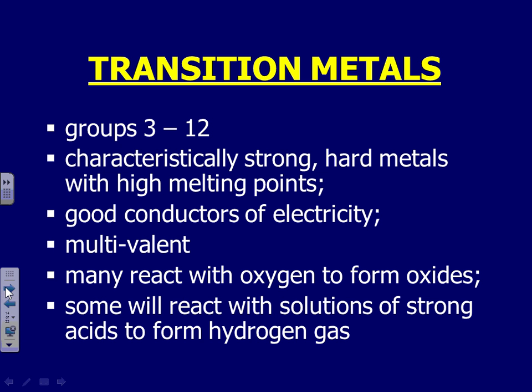Transition metals, so that's in the middle there, 3 to 12. And they have all kinds of varying properties, but they are all metals. Characteristically strong, hard metals with high melting points. Good conductors of electricity. Multivalent, which means they can have more than one charge. Remember, we talked about things like copper 2 and copper 1. We'll go back, we'll be reviewing all that. Many react with oxygen to form oxides. Some will react with solutions of strong acids, all right?